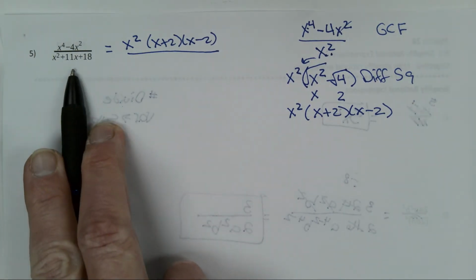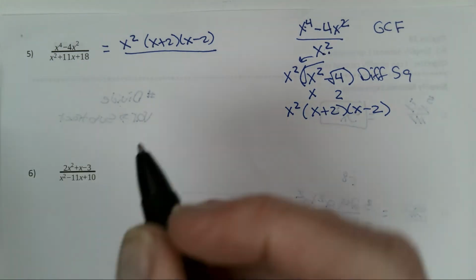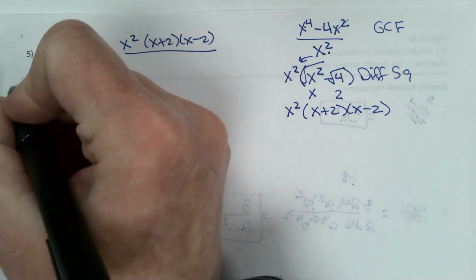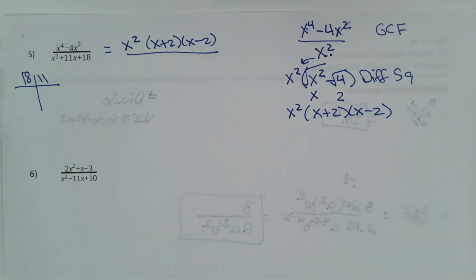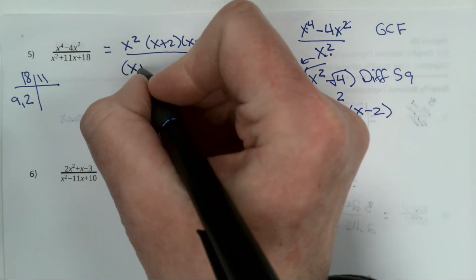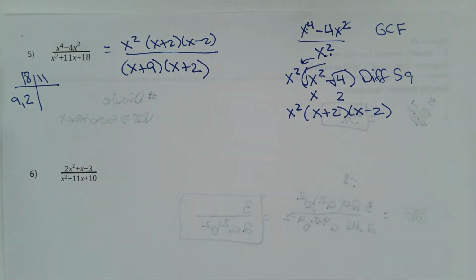Now I have this denominator here. I need to factor this trinomial. So I'm going to make an ACB chart. I need factors of 18 that add up to 11. So 9 times 2 is 18, and they add up to 11. So my denominator factors as x plus 9 and x plus 2.